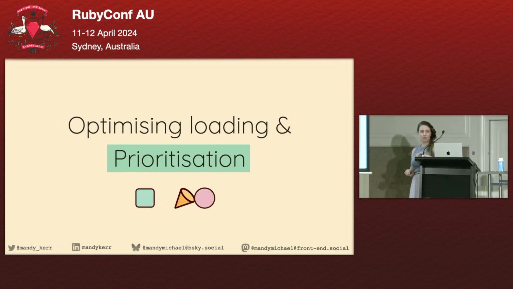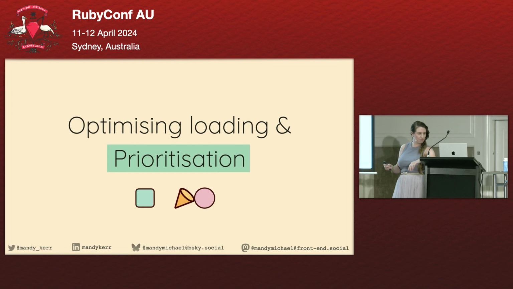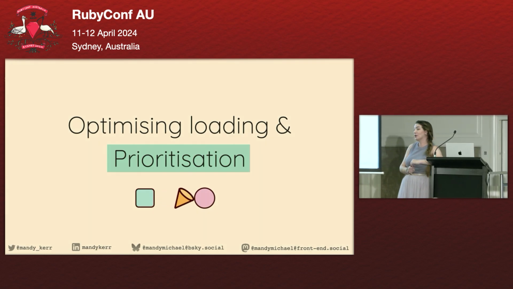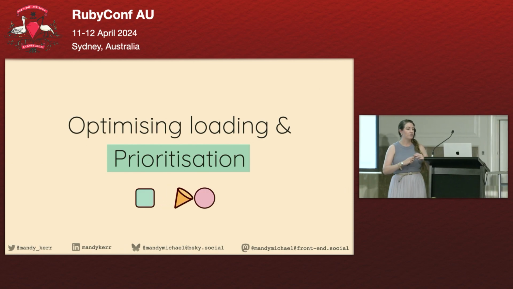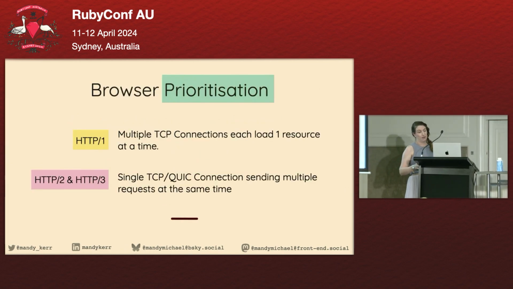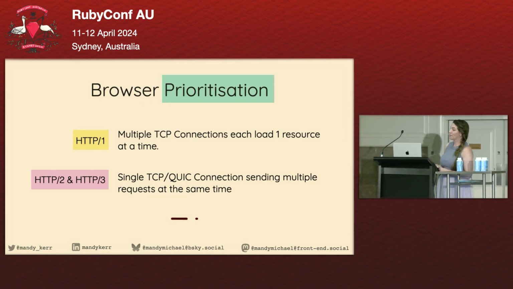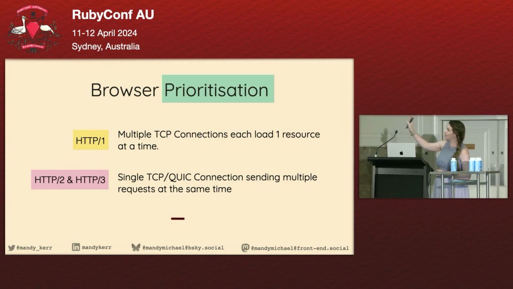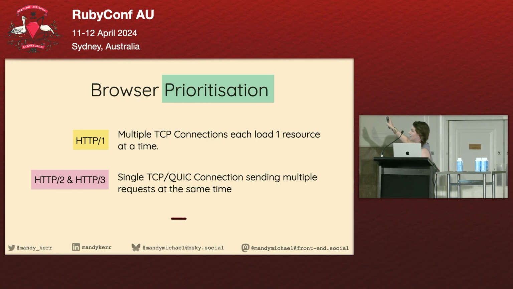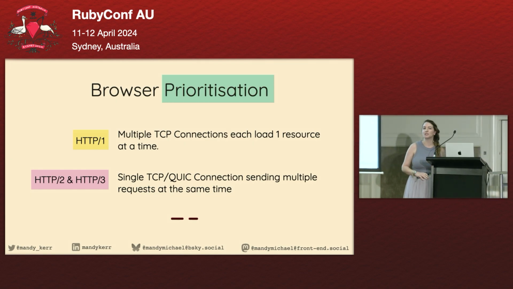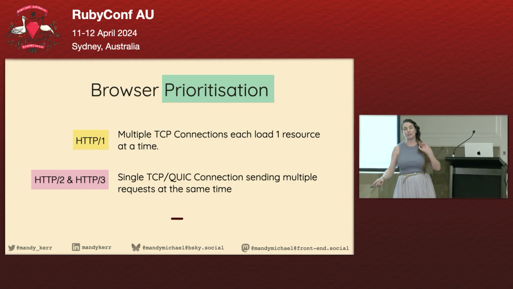So for the remaining 10 minutes, something like that, we're going to talk about optimizing and loading prioritization. Now, to do that, I'm going to very briefly, very simply talk about browser prioritization. So with HTTP1, we would have multiple TCP connections, and they would load one resource at a time. So prioritization was based on whatever was requested first. But with HTTP2 and HTTP3, this was changed.